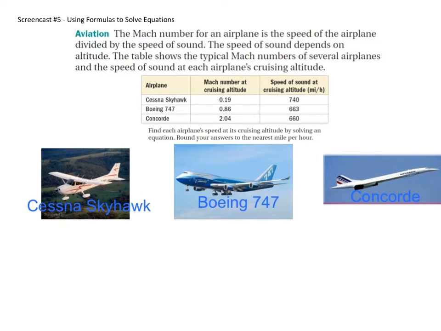So we're talking about 3 airplanes today. The first one being the Cessna Skyhook, there's a picture right there. The second one being the Boeing 747, right there. And the third one being the Concorde. Maybe you've heard of those airplanes before, maybe you haven't.